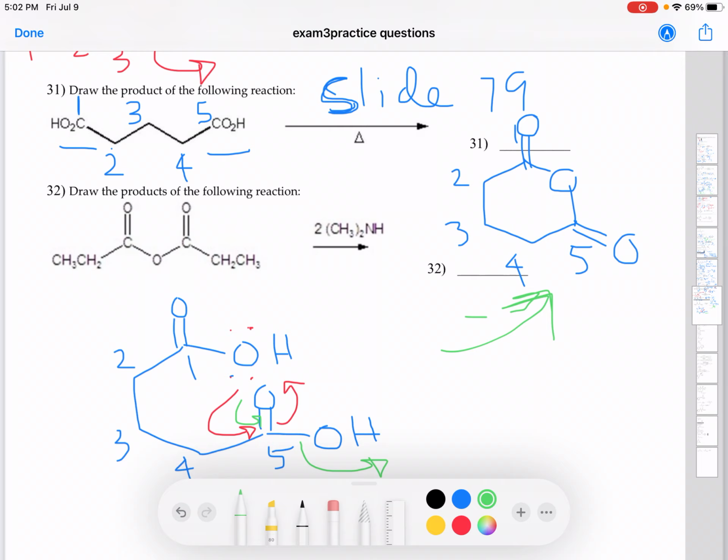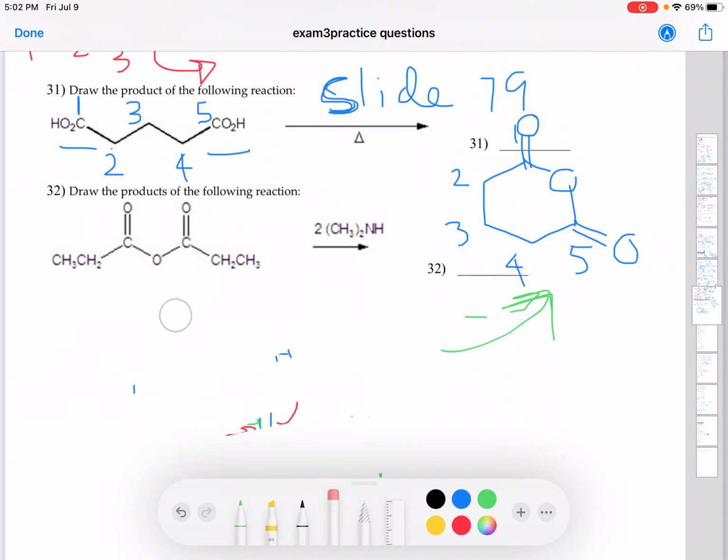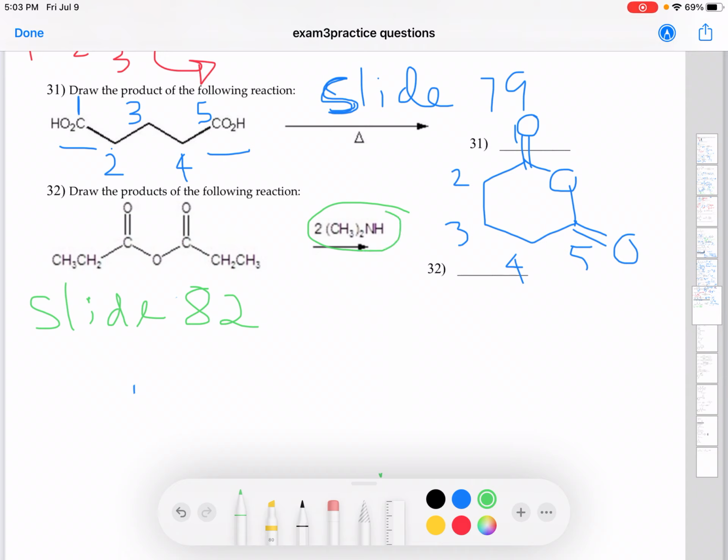Okay, number 32. Draw the product of the following reaction. For number 32, you can refer to slide 82. I have given the reaction for this one in slide 82. What's happening? You are going to react this with an amine. So when you react this with an amine, what's going to happen?